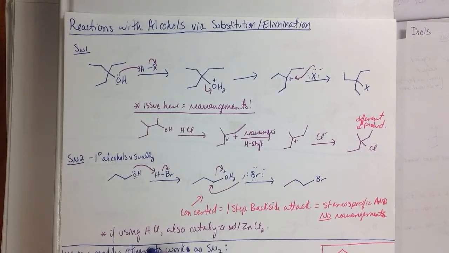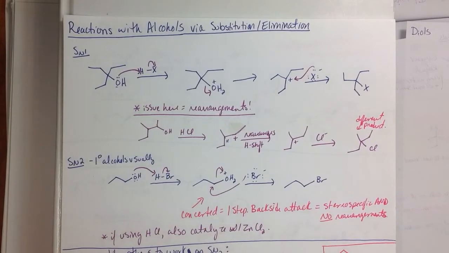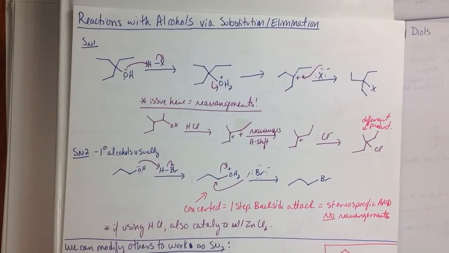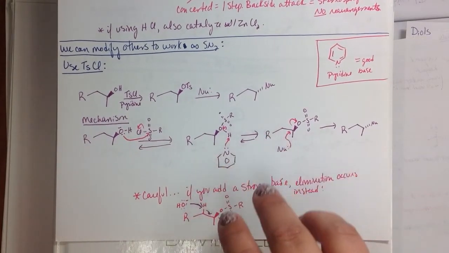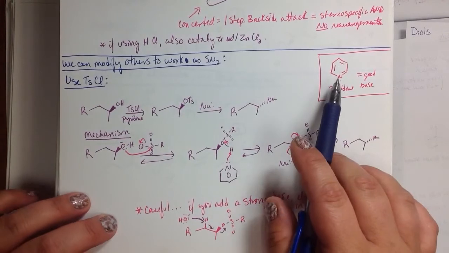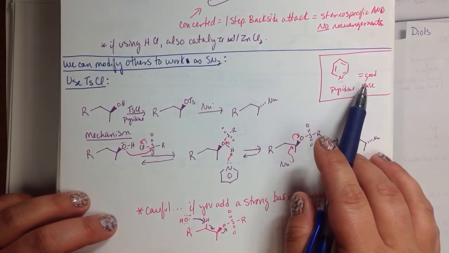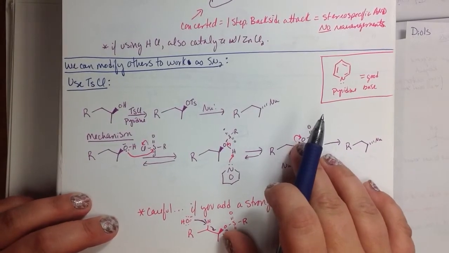If you're using HCl, by the way, on this, you probably want to use zinc chloride. It just helps catalyze that reaction. Okay, some more reactions to go here. We're going to use pyridine in a lot of these. So pyridine is simply an organic base. It's easy to remove, and that's why we use it quite often.